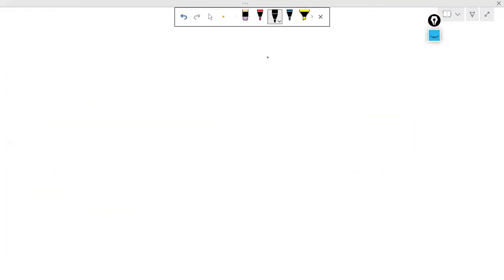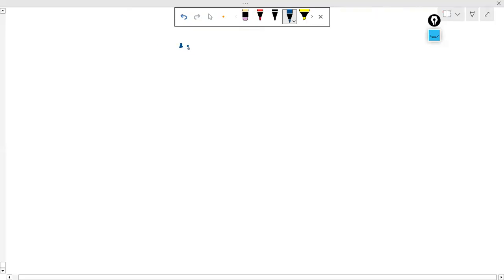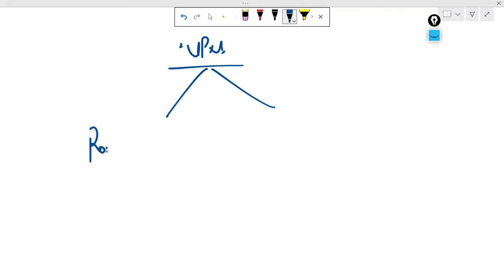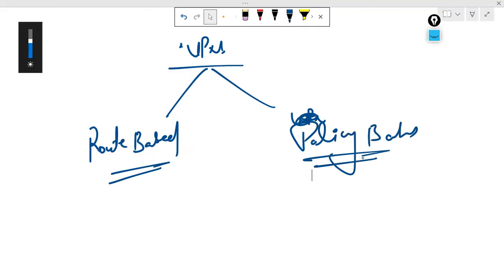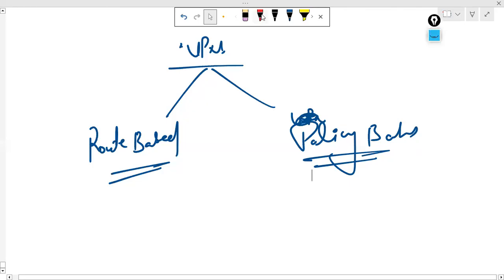So guys, let's continue. Yesterday we completed route-based VPN, right? Yesterday I started the categories of VPN. We have two categories: the first is route-based, and the second is policy-based. Yesterday we saw route-based VPN.